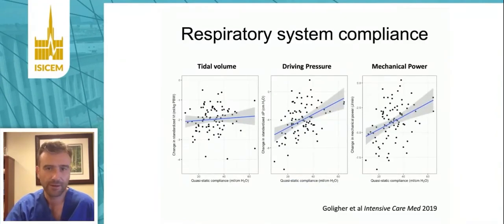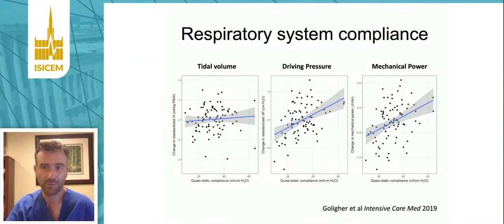We also found that the effect of ECCO2R on driving pressure varied according to respiratory system compliance. This is not particularly surprising since driving pressure and compliance are mathematically linked, but it highlights the fact that a patient with a low respiratory system compliance will obtain a much greater reduction in driving pressure from a given amount of ECCO2R than a patient with higher respiratory system compliance. Similarly, there's a much greater reduction in mechanical power when you apply ECCO2R in patients with low respiratory system compliance.